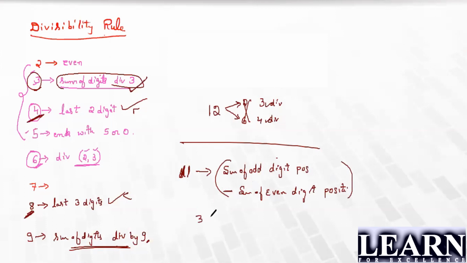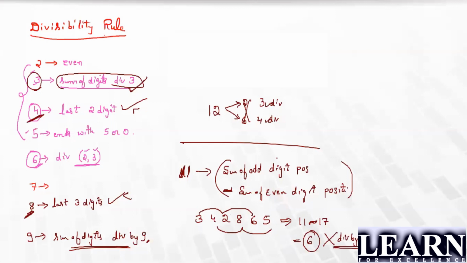I'll take the number 3, 4, 2, 8, 6, 5. Odd digit positions: 3 plus 2 plus 6, and 4 plus 8 plus 5. 3 plus 2 plus 6 is nothing but 11, minus 4 plus 8 is 12, 12 plus 5 is 17. 11 minus 17 gives 6. It's just a difference, you can take plus or minus, whatever. Now if you get a multiple of 0 or 11, then it is divisible. Otherwise I can say it is not divisible by 11. Is it clear?